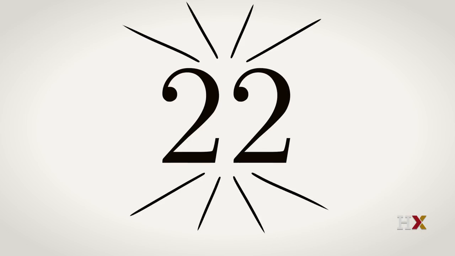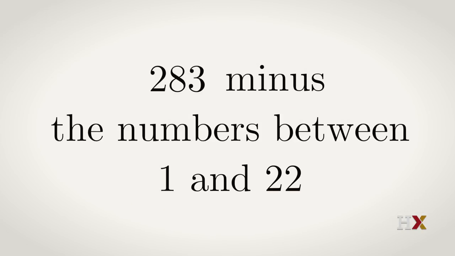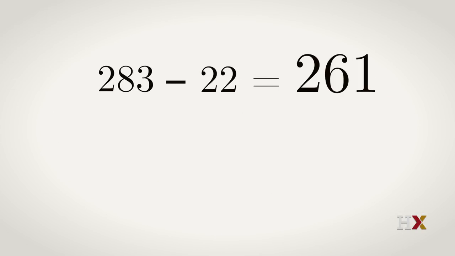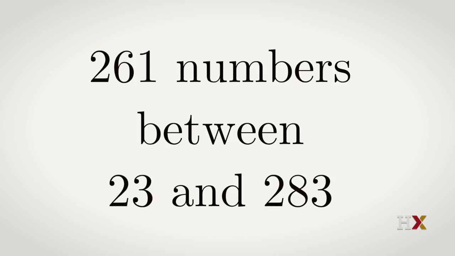How many numbers are we throwing away? Well, those are the numbers between 1 and 22. That's a problem we know how to solve. There are 22 such numbers. So the total number of numbers between 23 and 283 is the numbers up to 283, minus the 22 numbers between 1 and 22 that we don't want to include. And 283 minus 22 is 261. And that's the answer to the problem. There are 261 numbers between 23 and 283.